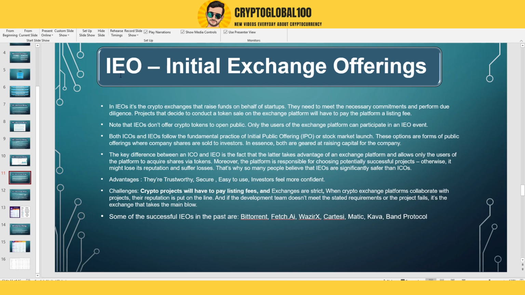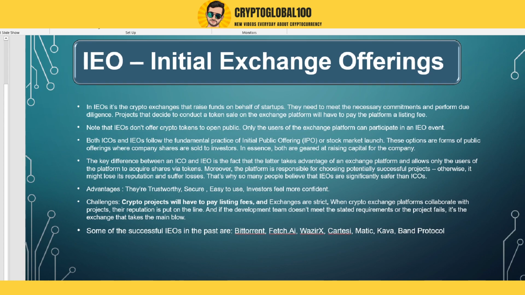So initial exchange offering, basically it is the same form, the concept is same, that it raises funds on behalf of startups. But here what is required, in the ICO mainly what happens, whoever starts the ICO, they list their project on their own website rather than the exchange website or the DEX website. You get the difference, because in the ICO the coin gets listed on the company website.